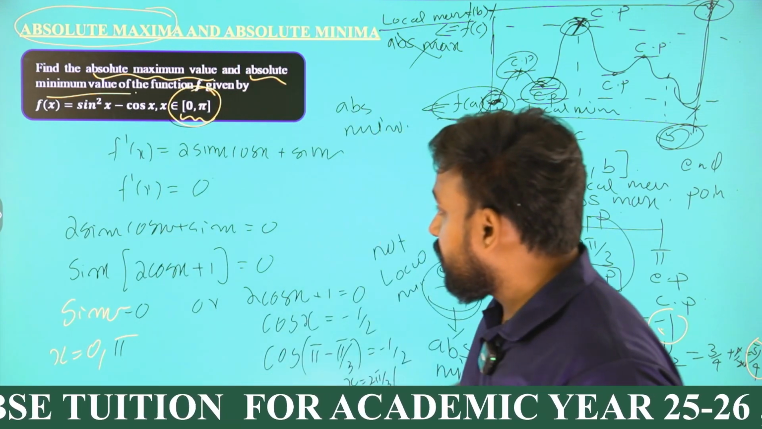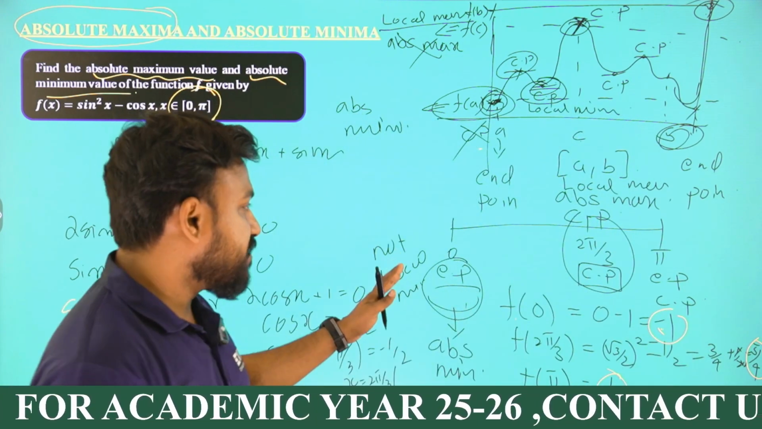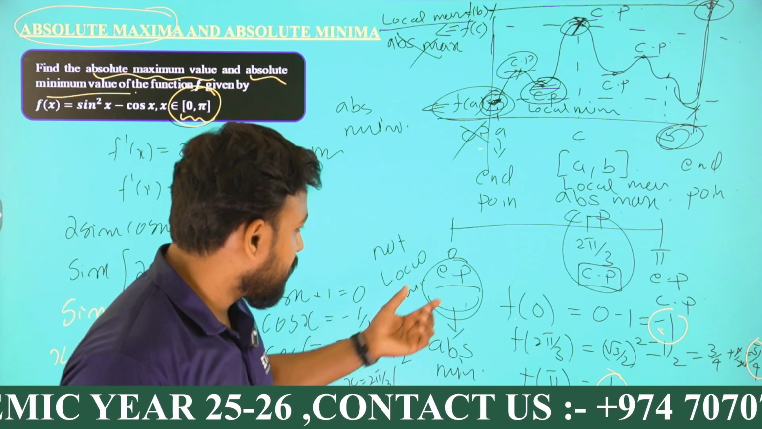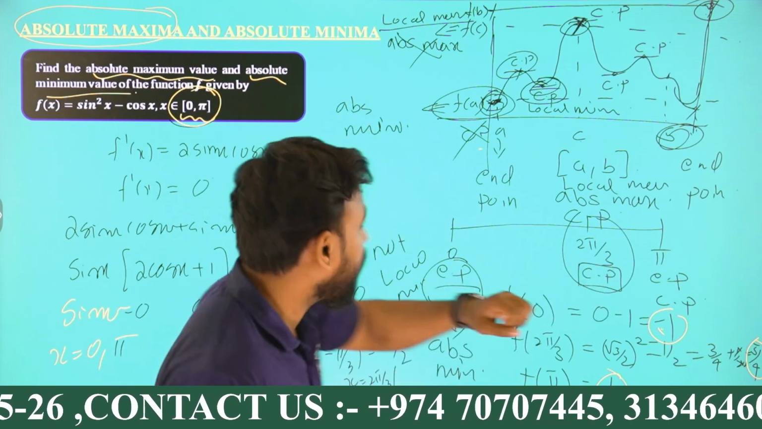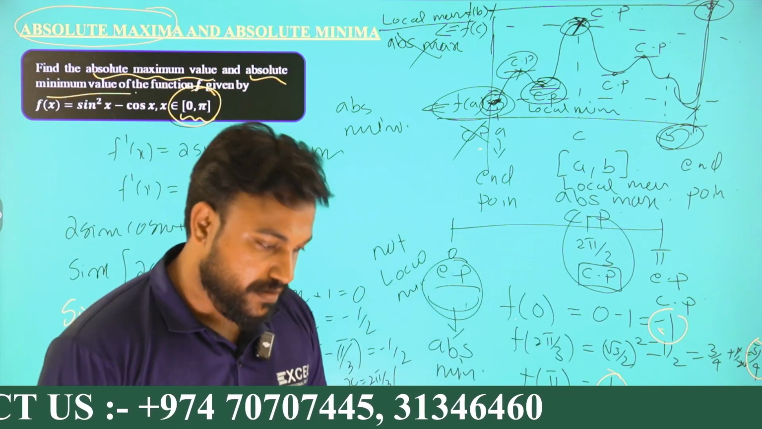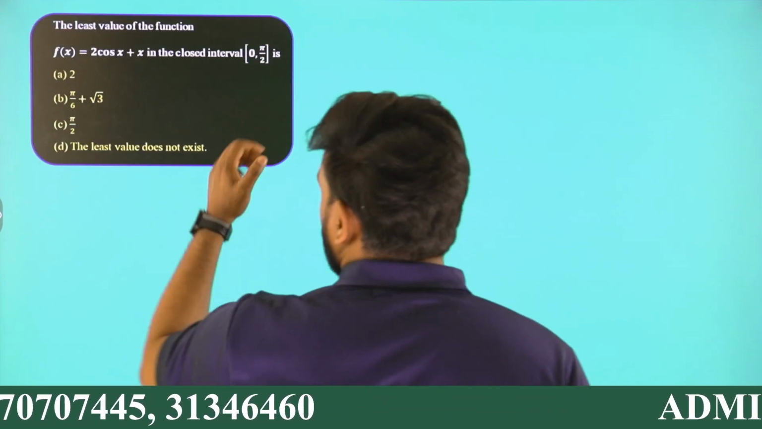Listen carefully. You don't need to go for the second derivative, first derivative, anything. Find the critical points, take the endpoints, put all of them in this function. The biggest one is the absolute maxima. The lowest one is the absolute minima. That's it, nothing else. Okay, we'll do one more question.